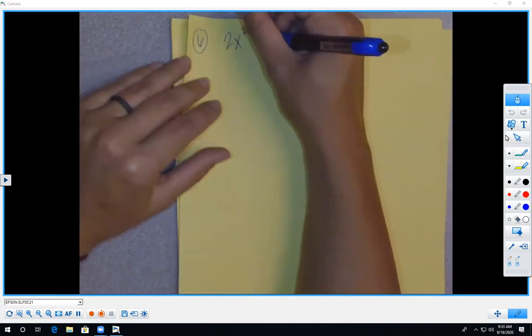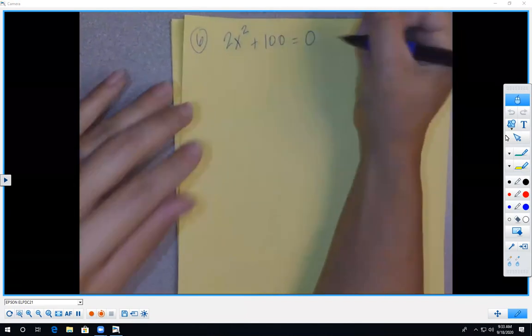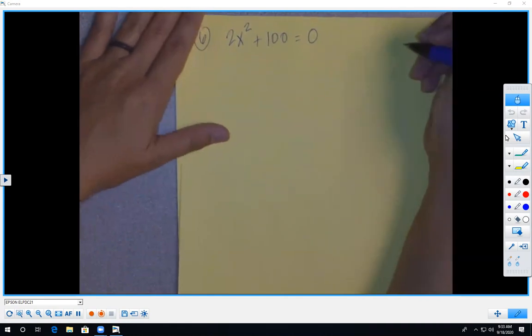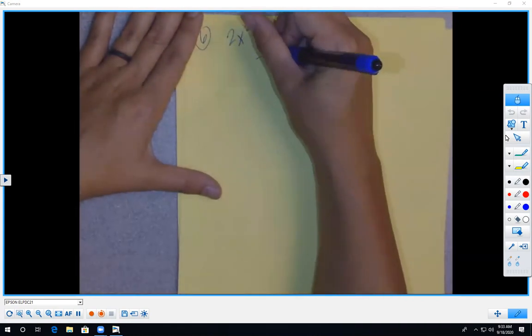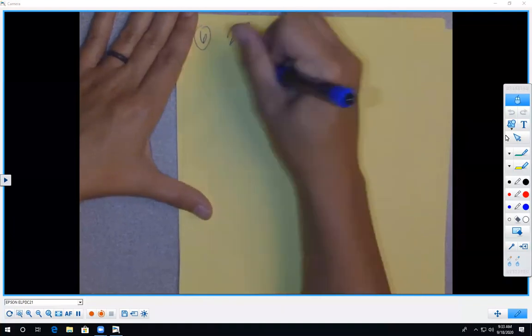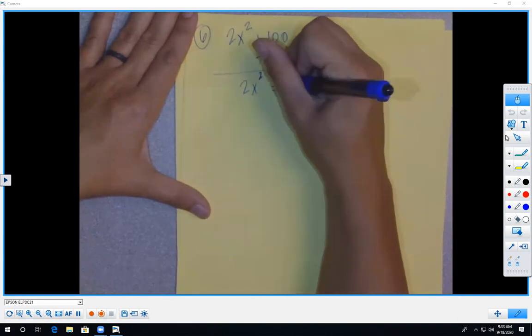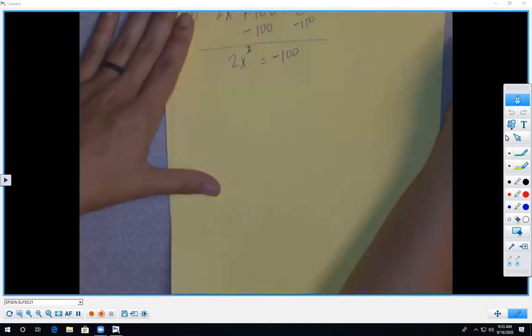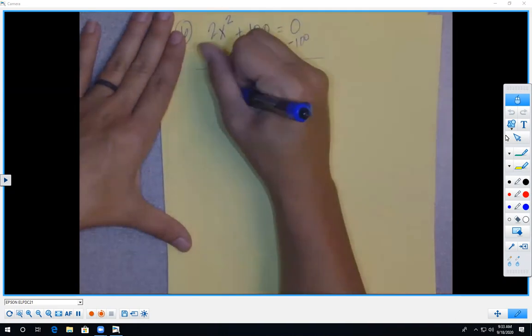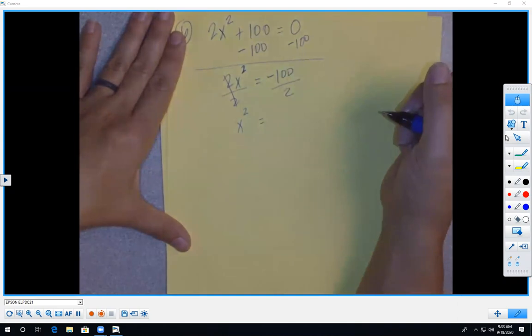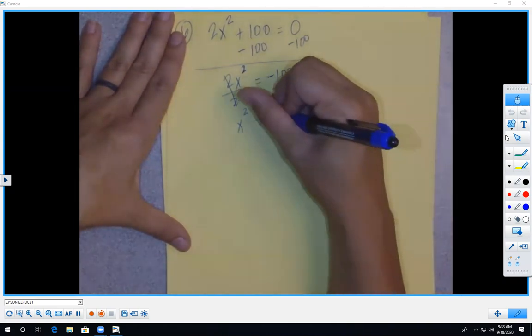2x squared plus 100 equals 0. What's my first step to solve for x here? Subtract 100 from both sides. I get 2x squared equals negative 100. How do I solve for x? Divide both sides by 2. So I get x squared equals negative 100 divided by 2, negative 50.